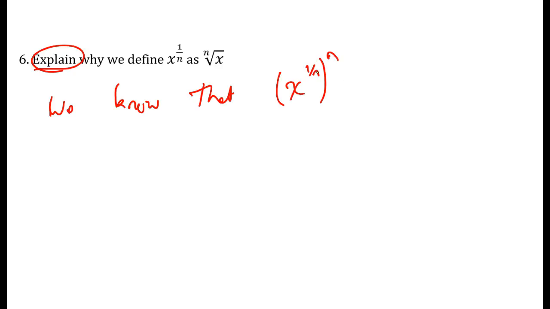Number 6, explain why we defined x to the 1 over n as the nth root of x. This is very important to understand. We know explain means write sentences, so we know that x to the 1 over n raised to the n power, when I have a power to a power, has to give me x to the 1, which is x. So that tells me x to the 1 over n has to give me x.